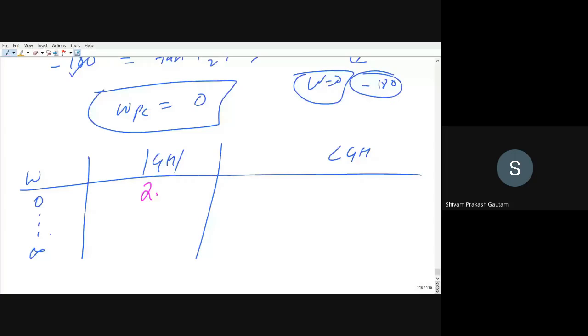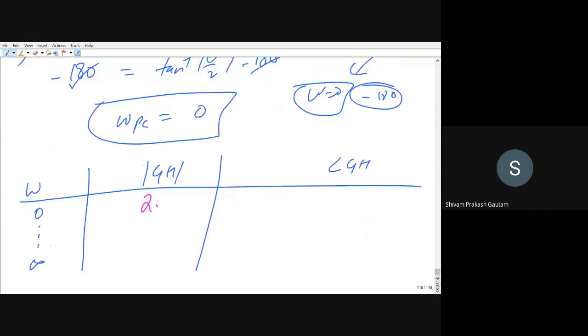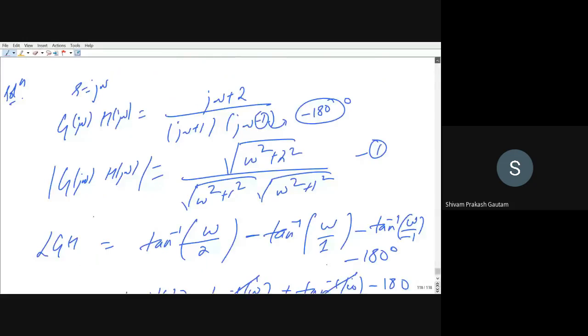And what will be the phase? Equation number 2 is the phase. Put omega equal to 0. Phase will be equal to how much? 0. Correct. Now I put omega equal to infinite. At omega equal to infinite, what will be the magnitude? If omega is equal to infinite, magnitude is 0. We have seen.